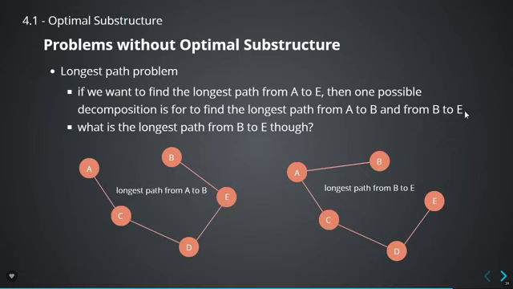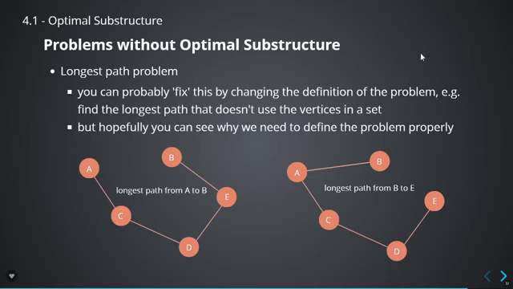Now you can probably fix this by changing the question. Instead of just finding the longest path, you can say I'll find the longest path from A to E, and you're not allowed to go through some vertices. So when you find the longest path from A to B, you're not allowed to go through A again, and when you find the longest path from B to E, you're also not allowed to go to A. But that would be a slightly different problem. So it's important that you define the problem properly. In this case, if the definition is just find the longest path from A to E, then you will see that there is no optimal substructure.